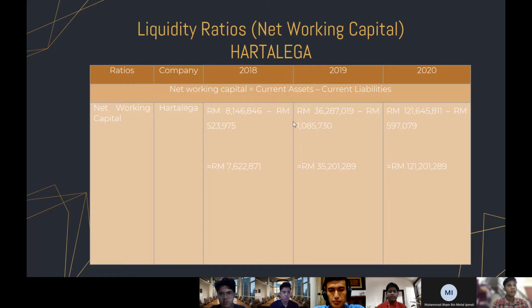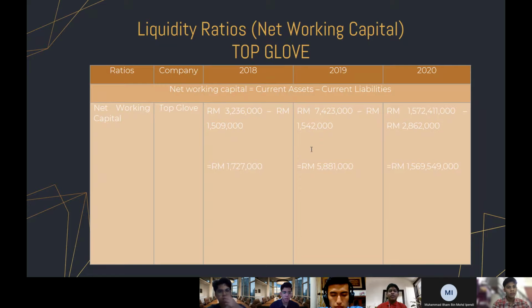Here's a table for net working capital for Hartalega. The net working capital amount for each year above, which is 2018, 2019, 2020, is positive. This means that the company has enough current asset to meet its liabilities. If all current liabilities are to be settled, the company still has some amount of money left to continue the business. Next is net working capital for Top Glove.